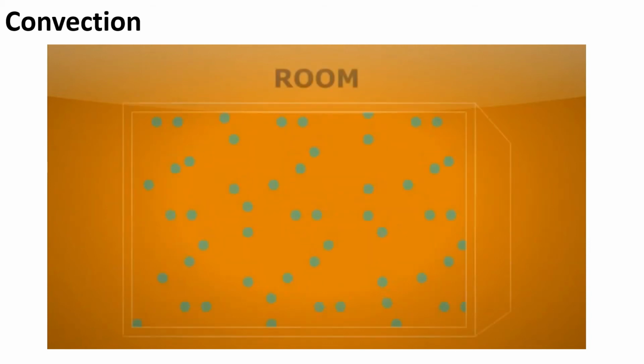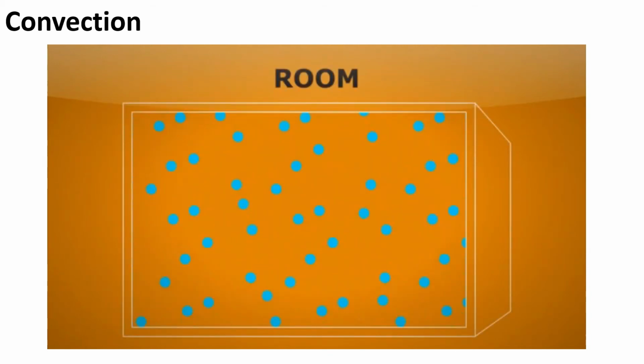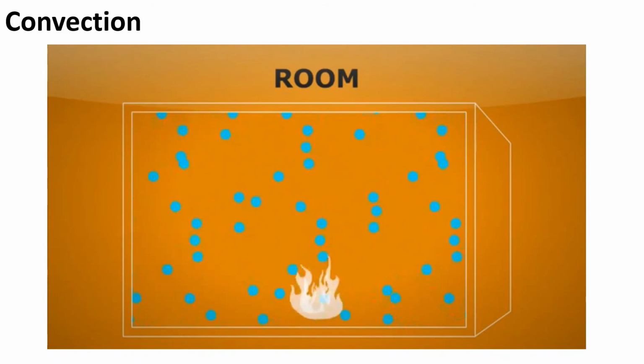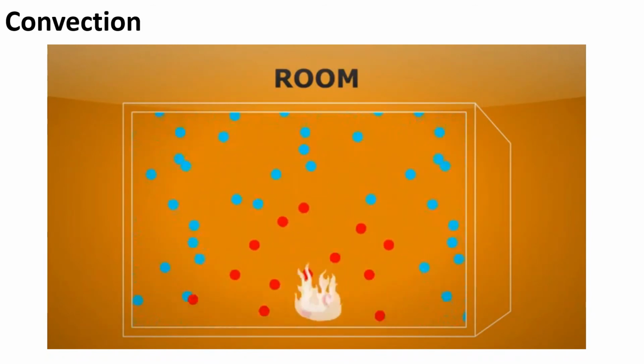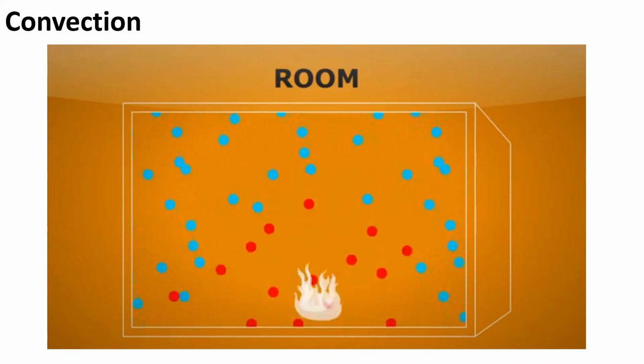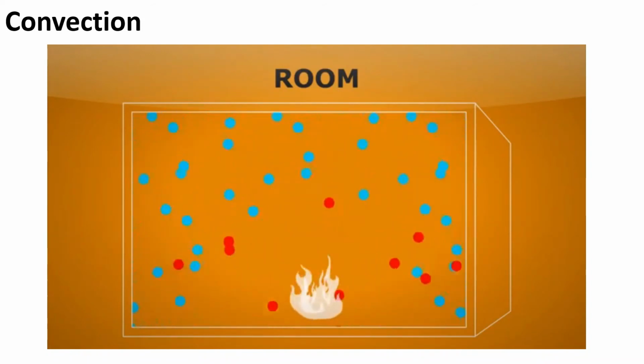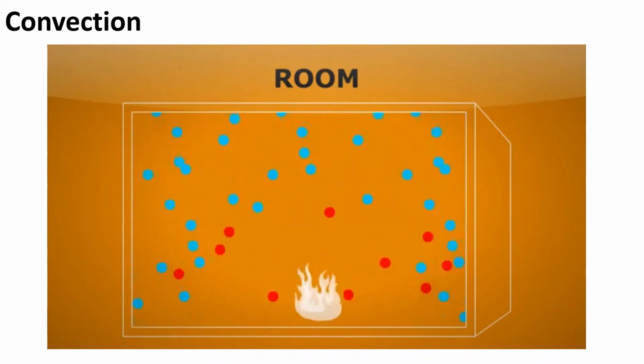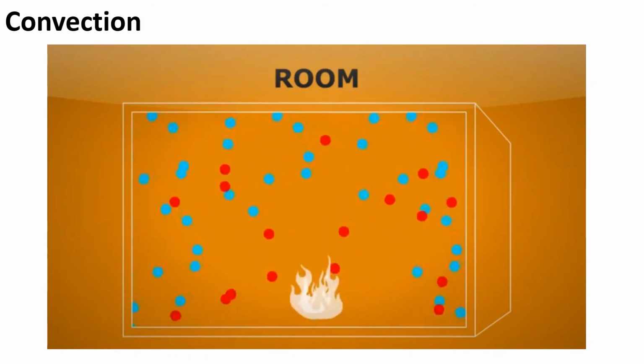So let's look at the gas particles in this room. They all have roughly the same energy, which we can see because they're all moving at about the same speed. So let's put a fire in the room. Now the particles by the fire start to gain energy from it, and they start to move faster. Because they're moving faster, they spread out, so that bit of fluid becomes less dense. And because it's less dense, it rises.